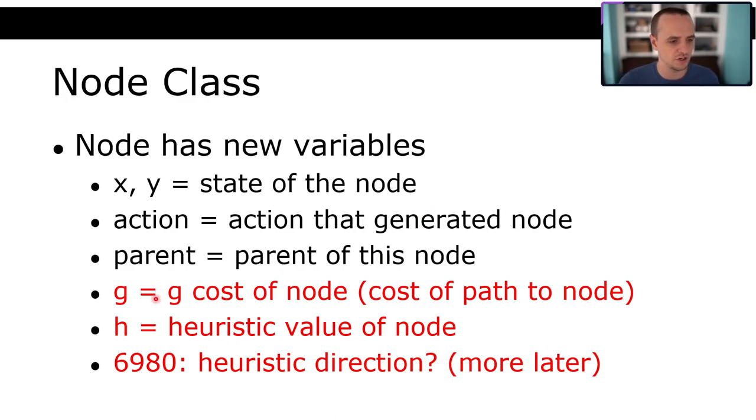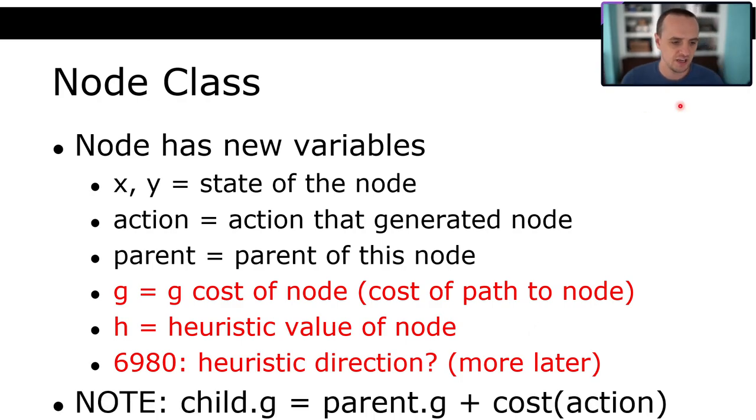So we're going to compute the heuristic value of the node and store it in the node class. And for 6980, maybe you have to store some other thing in the node class, but we'll talk about the grad extra work on this assignment. It's going to be the very last thing in this lecture. Alrighty. And just keep in mind that the child's G cost is equal to the parent's G cost plus the cost of the action.